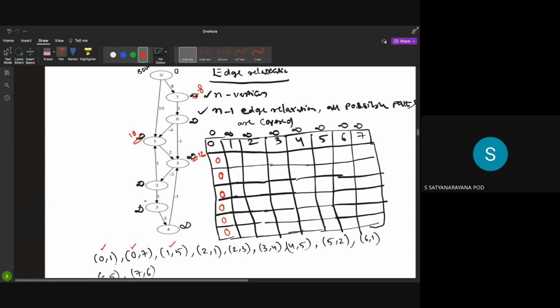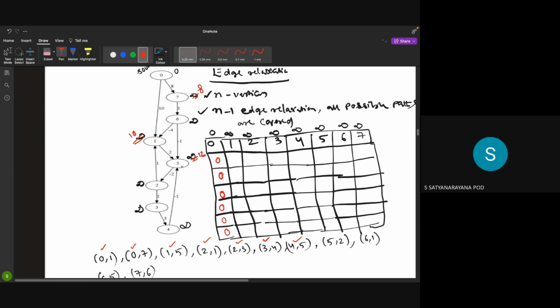Next 2 to 1. Already infinite is there. Infinite plus 1 is infinite. So it is not updated. 10 is as it is only. Is it right? Yes, sir. So this edge is also over. Now 2 to 3. Infinite plus 1, so infinite. Same value is there. It's done. Next edge is 3 to 4. This is infinite and infinite. Same thing here. Next one is 4 to 5. Infinite minus 1 is infinite. So it is also the same.